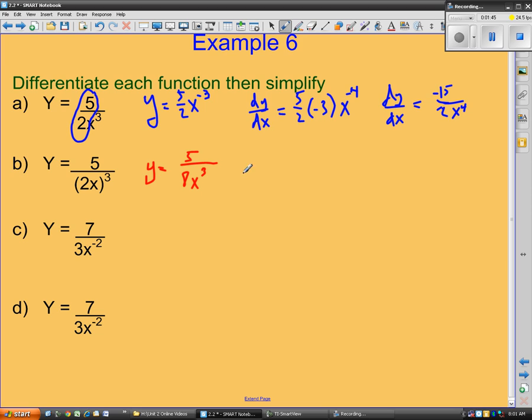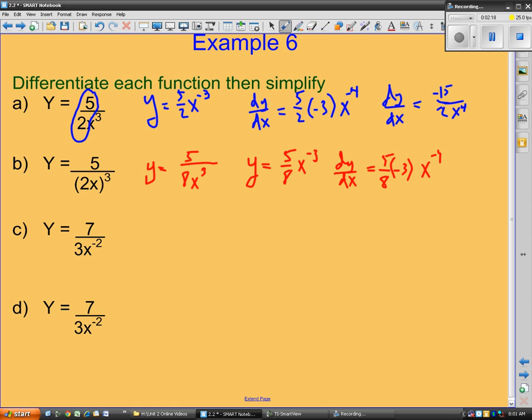And so now I'm back to the same type of problem I had before, where 5/8 is a constant multiple and x cubed is a power. I'd rewrite y so that I get the x cubed off the bottom, and so I'd write it as y equals 5/8 times x to the negative 3. Now, if I go dy dx, differentiate it, I will end up with 5/8 times negative 3 x to the negative fourth.